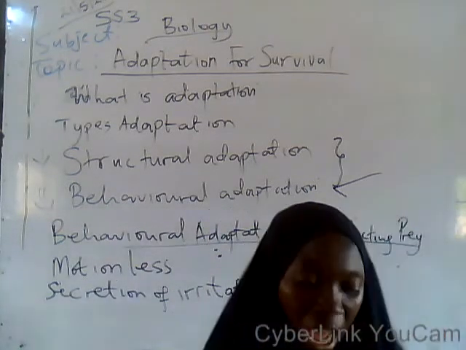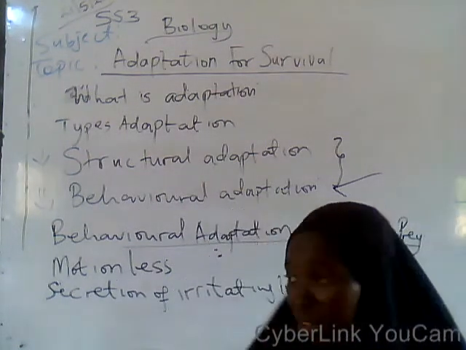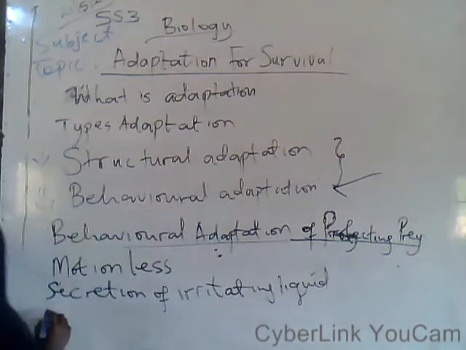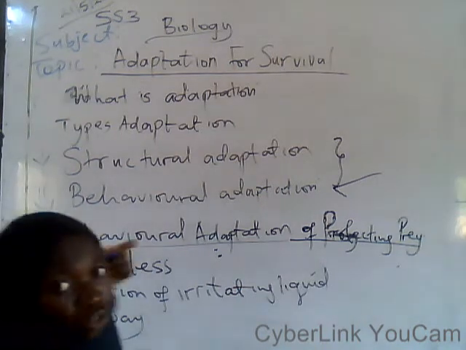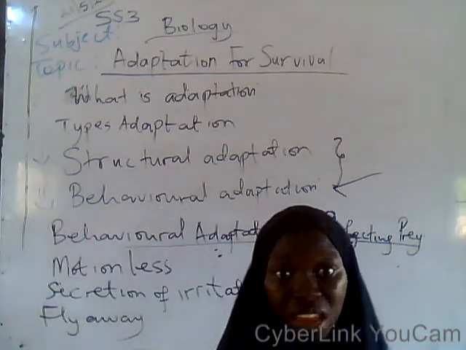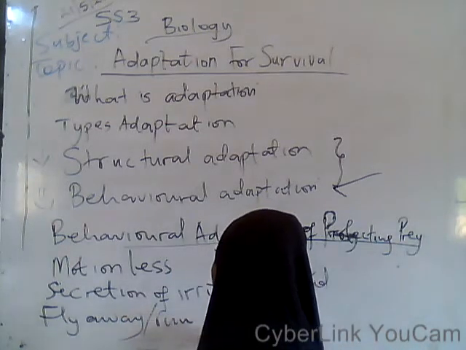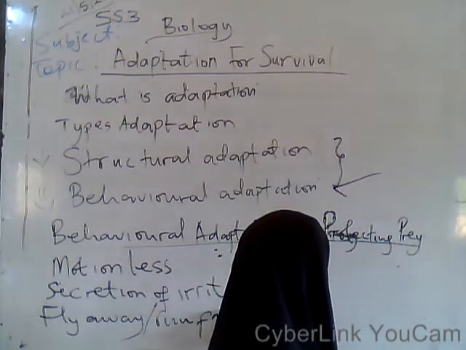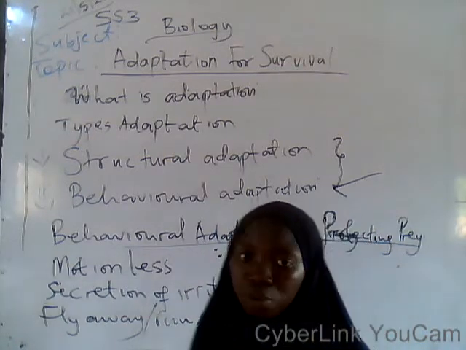Now, another behavioral adaptation that is usually seen in animals is the ability to fly away. For example, birds, as soon as they get into danger, quickly fly away. Or some can run very fast away from that predator. They can run fast away from the predator.